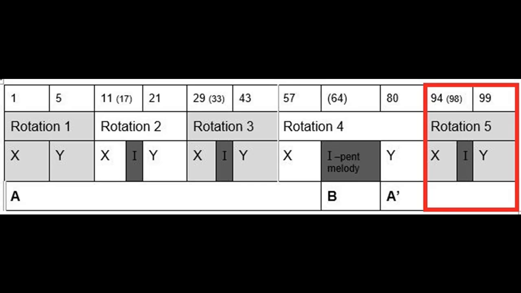The final rotation is really something very different. Whereas rotations 2, 3 and 4 have been about expanding and changing colour in relation to the first rotation, rotation 5, the final rotation, is much shorter and all the material is fragmented and reduced, and it's almost like the X and Y material is disappearing into the mist. It becomes more ambiguous, harder to hear as we go through this final presentation of the material.